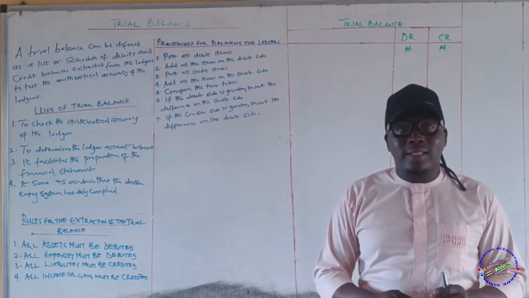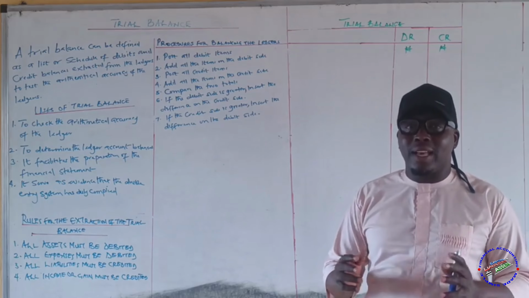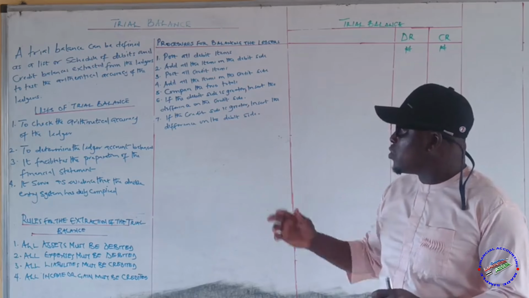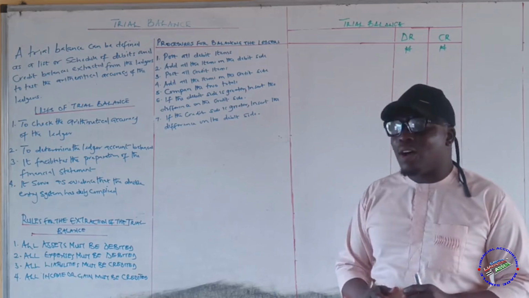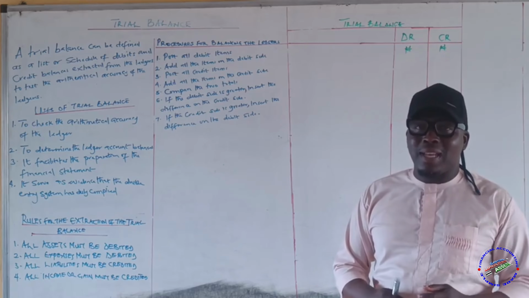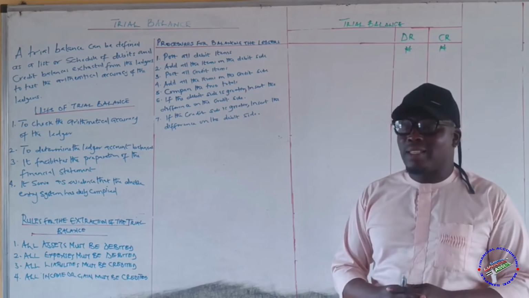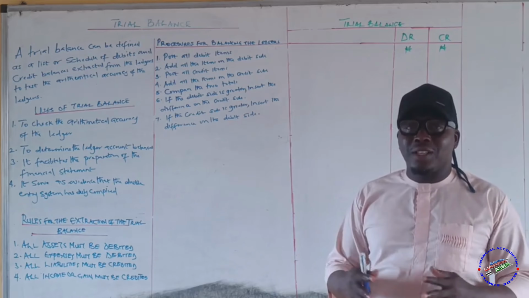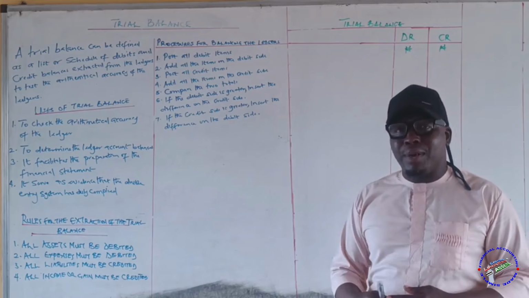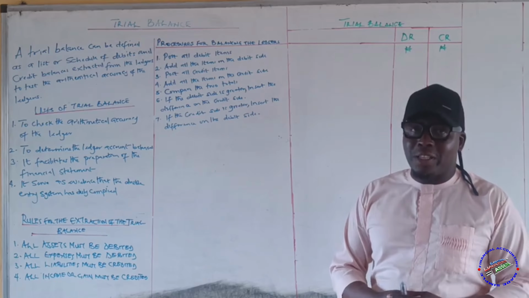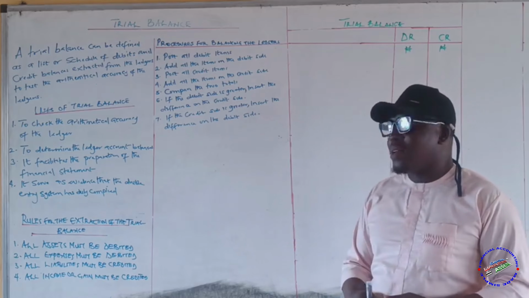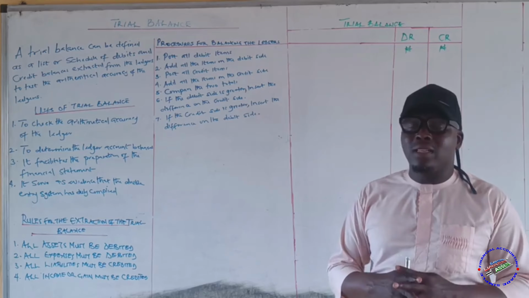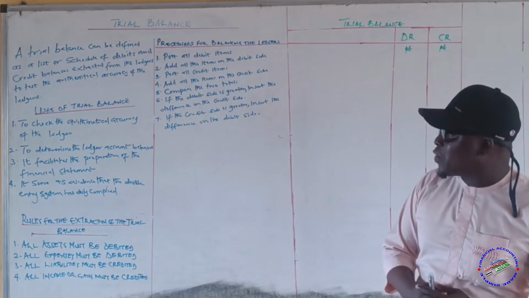1. It assists in checking the arithmetical accuracy of the ledger, to determine if our postings are done correctly or not. 2. To determine the ledger account balances, our debit balances and our credit balances. 3. It facilitates the preparation of the financial statements. Without the trial balance, we cannot prepare the financial statements. And lastly, it serves as evidence that the double entry system has been duly complied with. Have a look at the uses of trial balance.